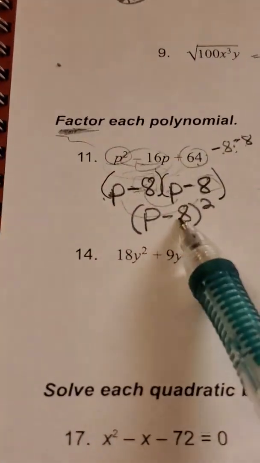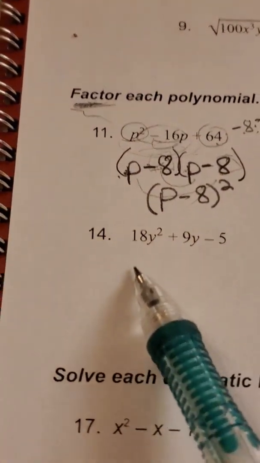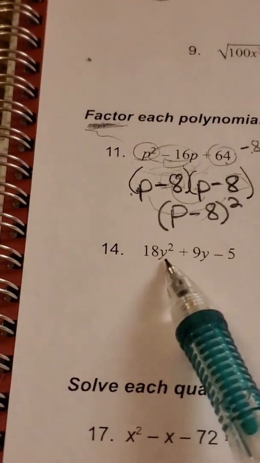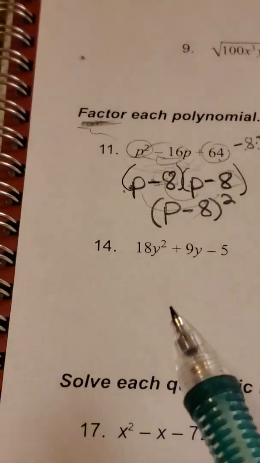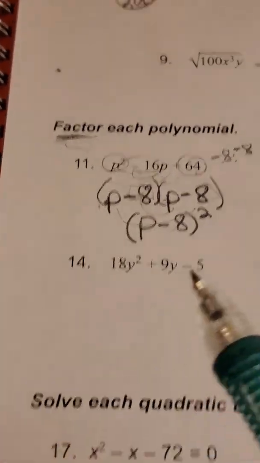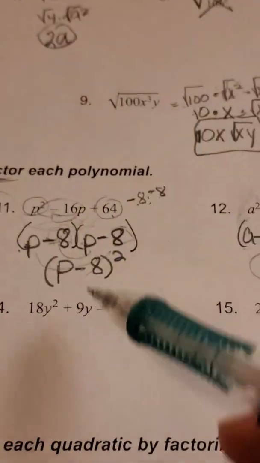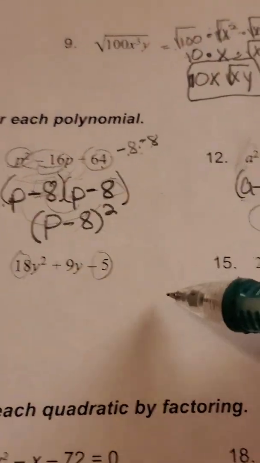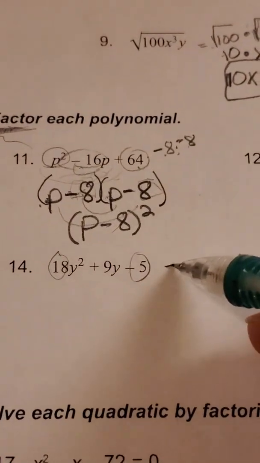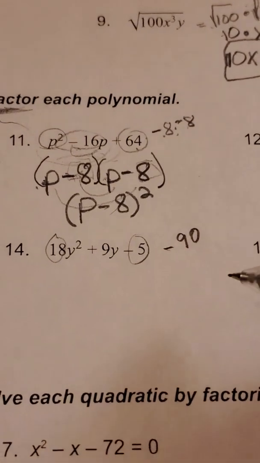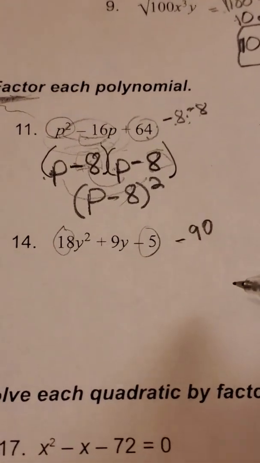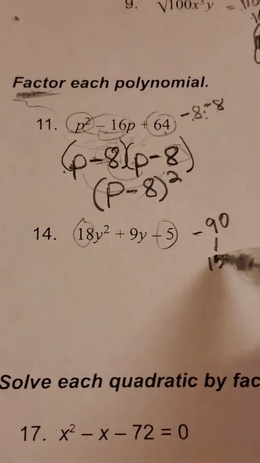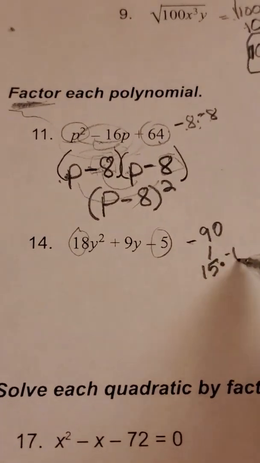Now these next three, you have big numbers in front of the squared variable. And so what you have to do there is called the AC method. Basically you take a, which is 18, and multiply it times c, which is negative 5. So 18 times negative 5 is negative 90. So I need to know the two factors of negative 90 that when added together give me a positive 9. And that would be 15 times a negative 6.